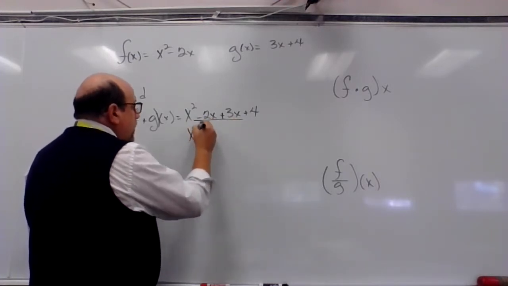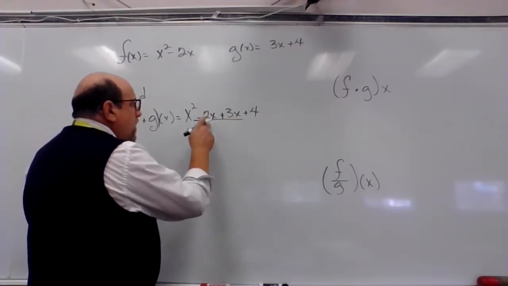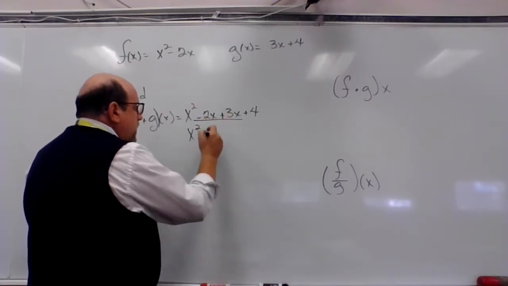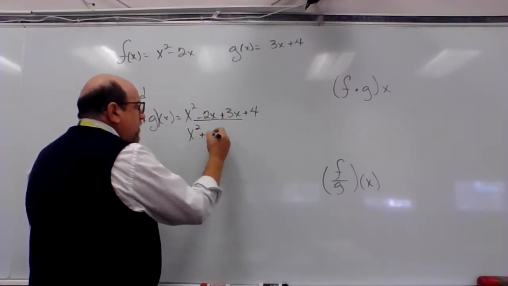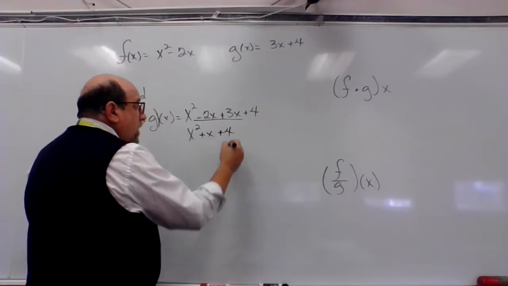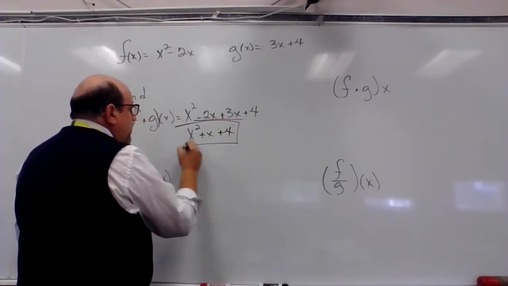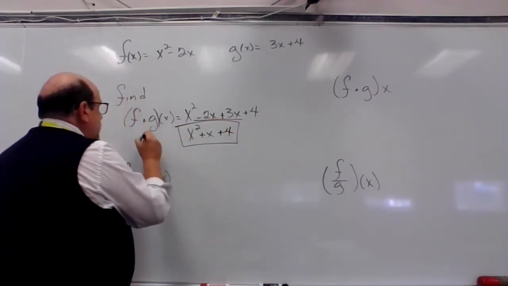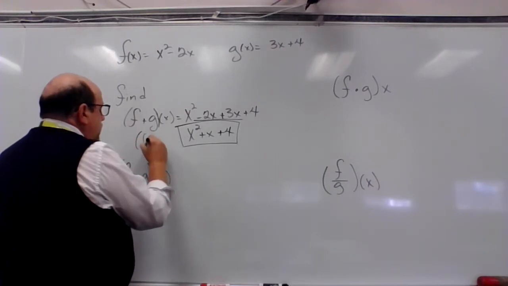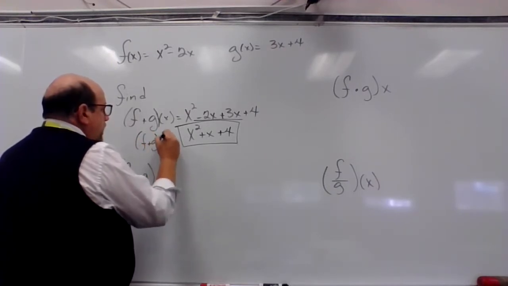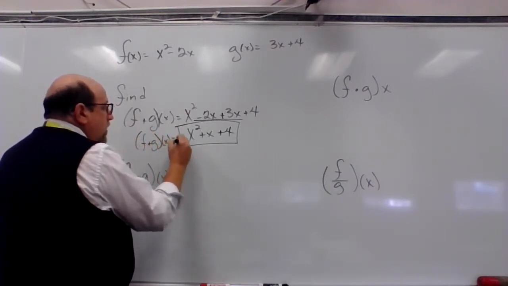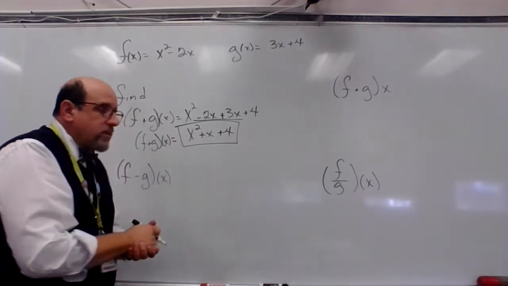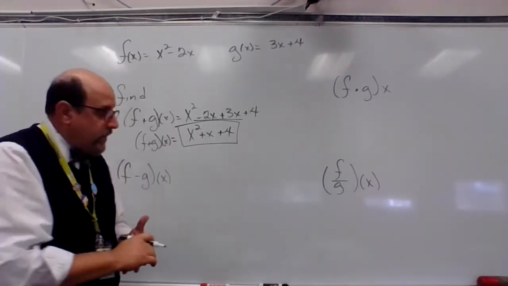So we have an x squared minus 2x and plus 3x is plus x, and then plus 4. And we're done. This is the end. You know, this is really cool. So this is f plus g of x equals x squared plus x plus 4. So very, very simple idea.